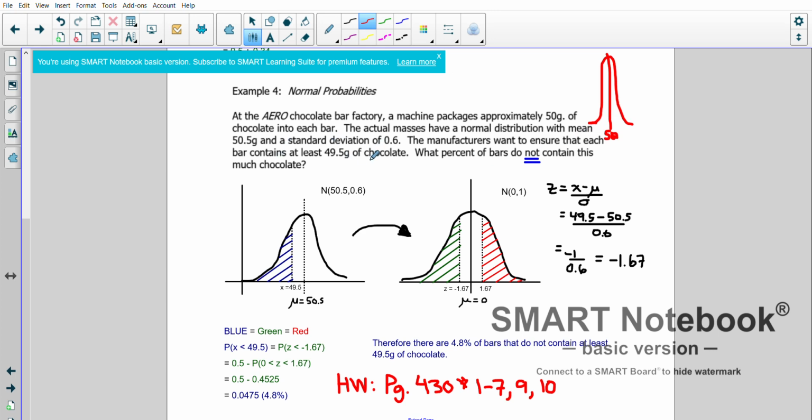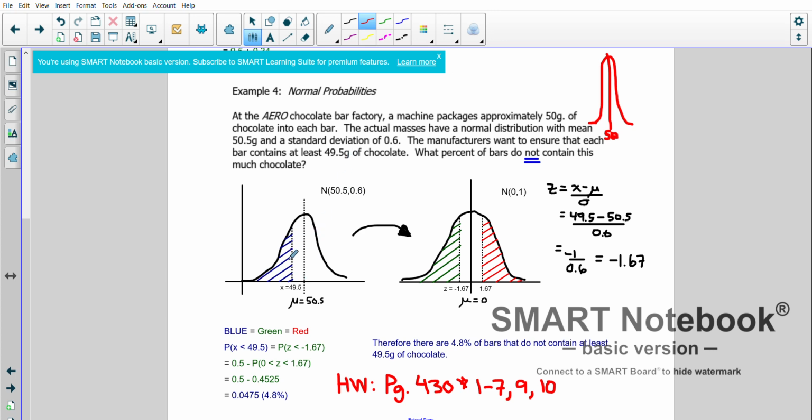So the actual masses have a normal distribution with mean 50.5 and standard deviation of 0.6. They want to ensure that each bar contains at least 49.5. So they don't want to have a scenario where there's too little chocolate. What percent of bars do not have this much? So again, here's the scenario, and I've kind of stretched it out a bit, just because it'll help us visualize this. I have a normal distribution with a mean of 50.5 and a standard deviation of 0.6. I want to know what percent of bars do not have at least 49.5.